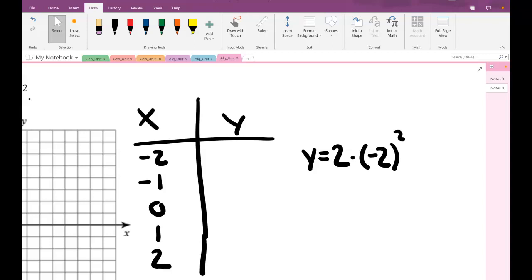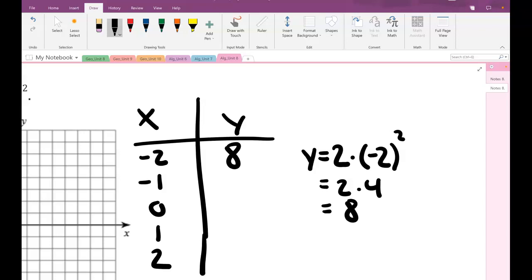Once you have parentheses around it, you have to do this part first. Order of operations says we have to do anything with an exponent first. So we have to raise this to the power of 2, then multiply by 2. So this is 2 times 4, which is equal to 8. So an 8 will go right here.